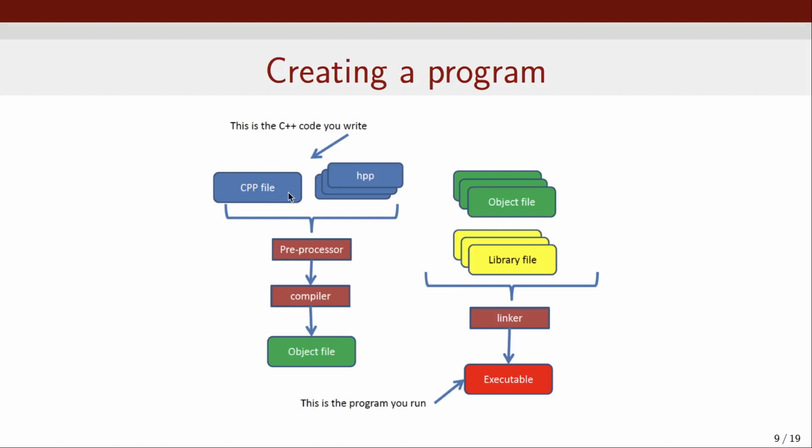When we write a CPP file, potentially calling or using some header files, it goes through a preprocessor which compiles it and then creates an object file. When we run that program, the object file and potentially the library files that our object file may call are linked together to an executable. And that leads to a program, an executable program that we run.